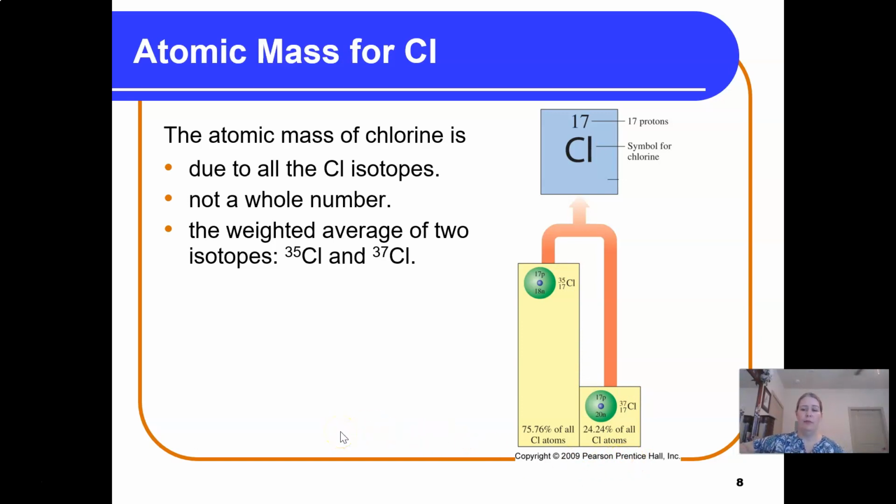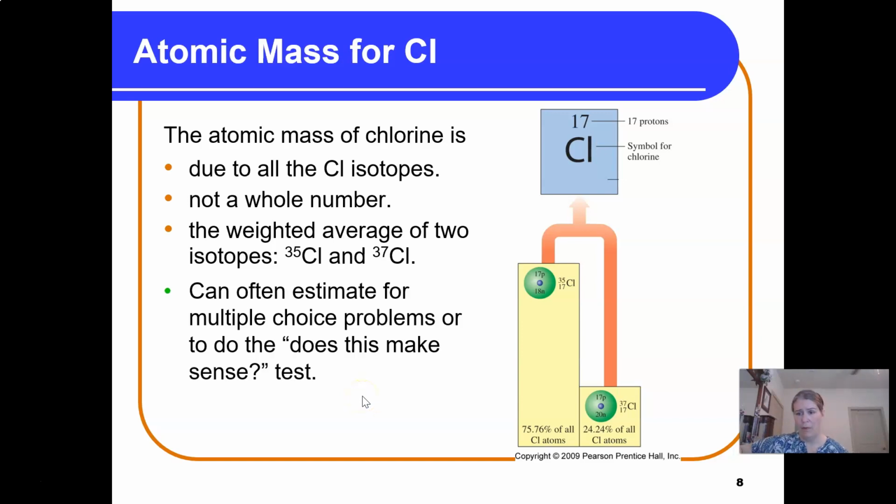And before I do this with the math formula, I really want to think about estimating this, because a lot of times I could estimate to get a good answer for a multiple choice question, or I can always do the does it make sense test on my answer at the end. So here's what I'm going to think about if I'm trying to estimate this. Most of these atoms are 35. So that implies that that is pushing the heaviest on my average. So my average should be close to 35.